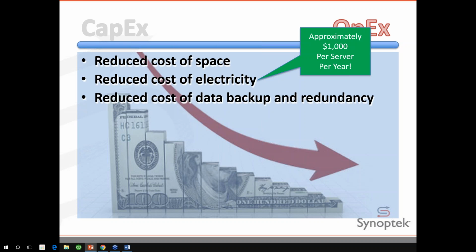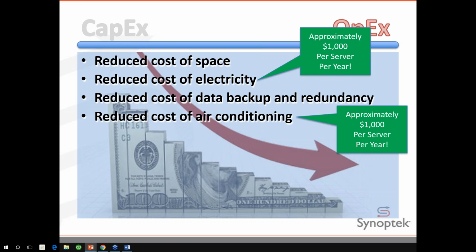You'll have a reduced cost of data backup and redundancy because many of the cloud services, if not most, offer built-in redundancy, built-in data backup. And when you're using large providers, they've got multiple data centers that fail over. So your data is always preserved, always protected, no matter what. We'll talk more about that later on.